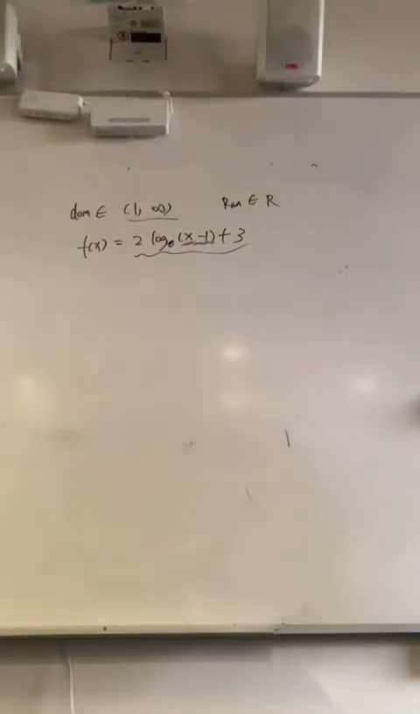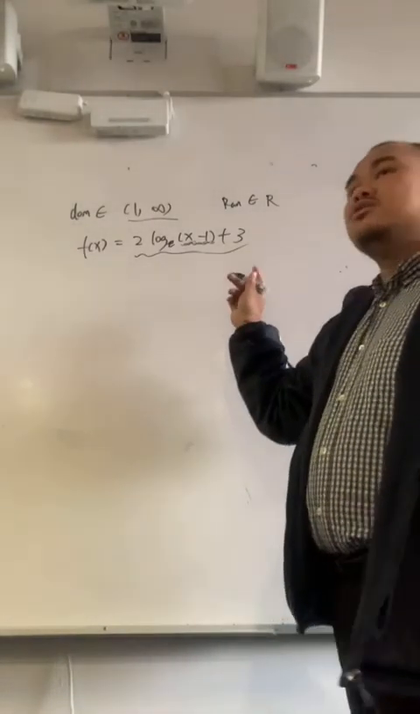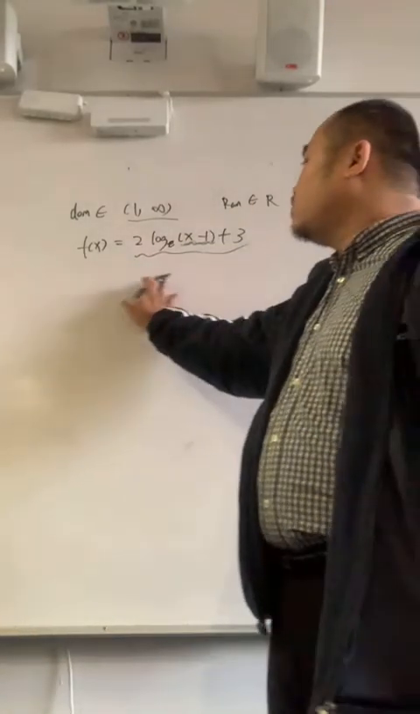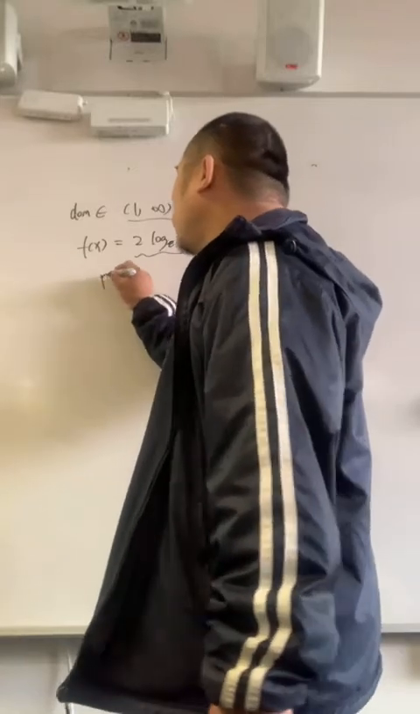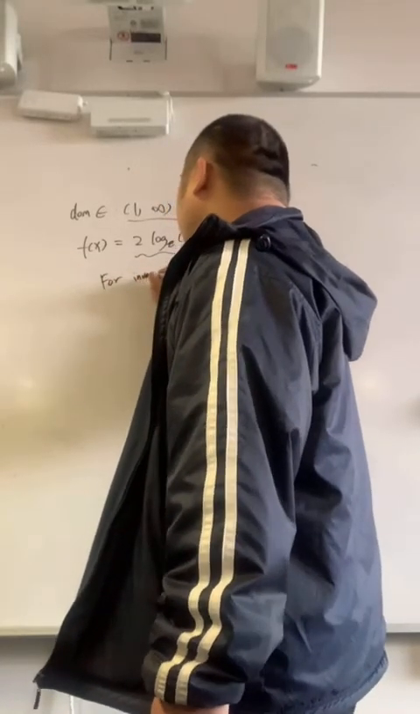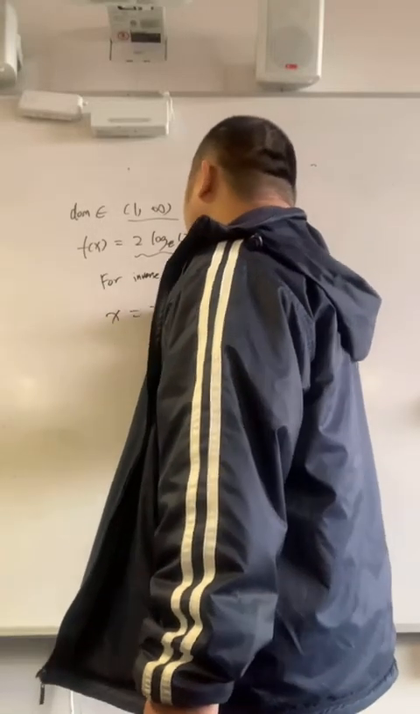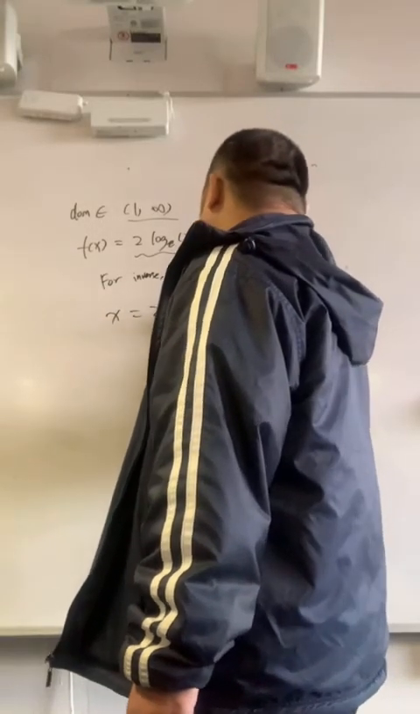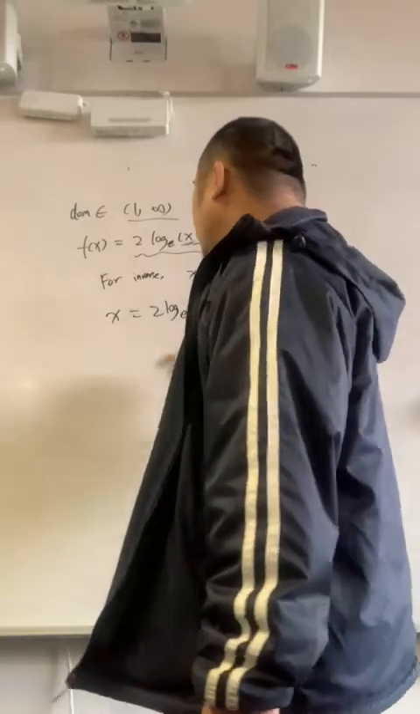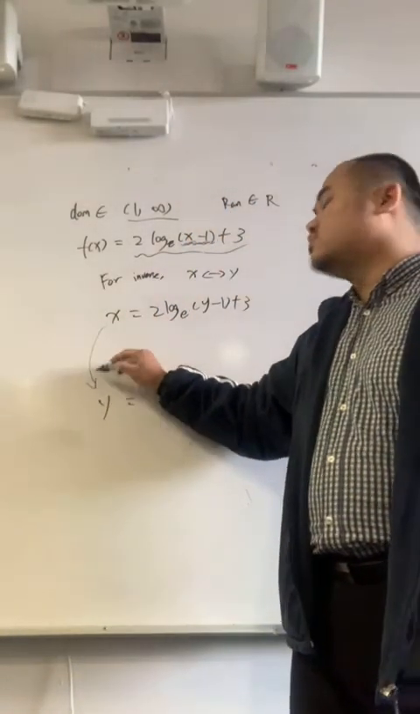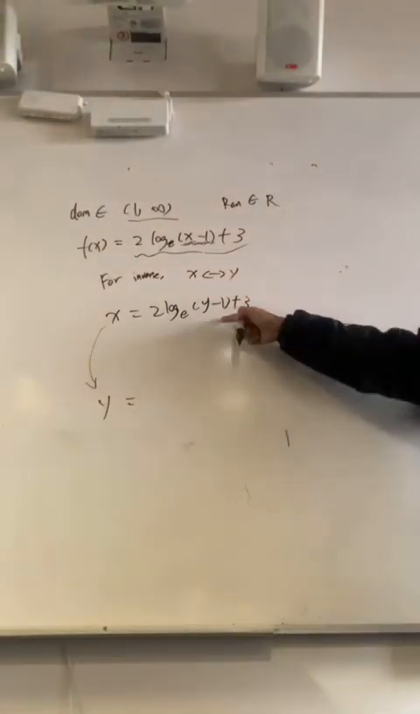Now we know the domain and range, all right? The range is all real numbers. Which means we already found the inverse domain and range because you just swap them. Now, how do we find the inverse function? For the inverse, we swap x and y. Therefore, x equals 2 log e (y minus 1) plus 3. And we just need to make y the subject. That will be the same skill as what you did just now. Can you guys have a go on this one?